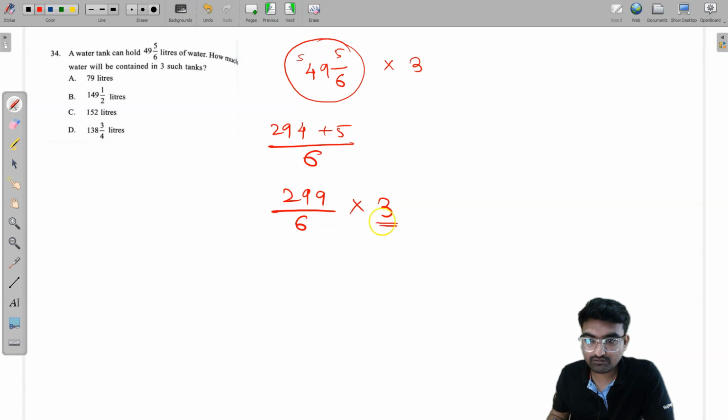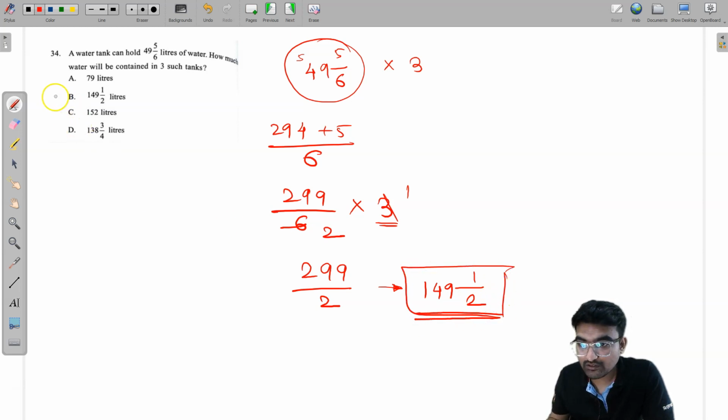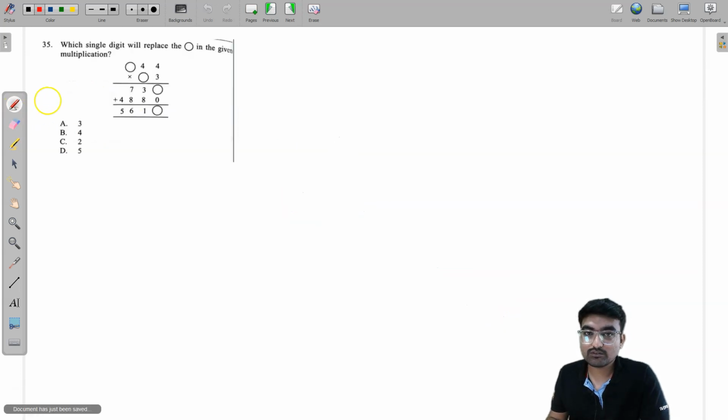Correct? Capacity of 3 containers. Okay, so 3 ones are 3, 3 twos are 6. So we get 299 by 2. Or if I have to convert it again into a mixed fraction, I'll have to do 149, remainder is 1 by 2. Correct? So is there an option? Yeah, option number B is our correct option. Correct? So next question.